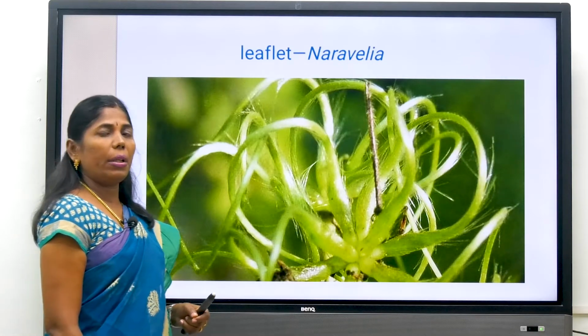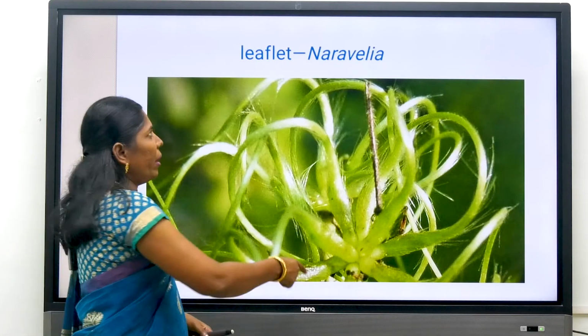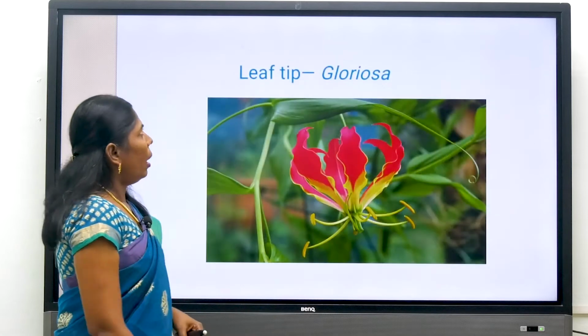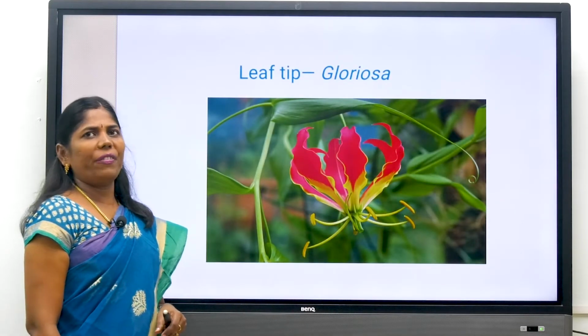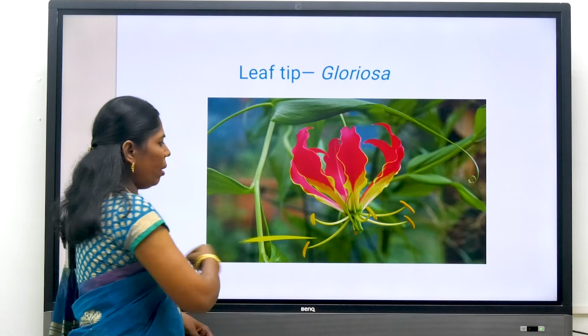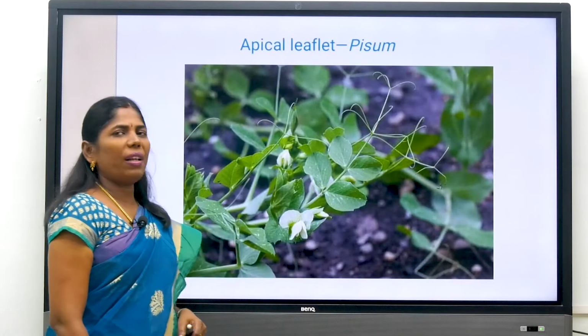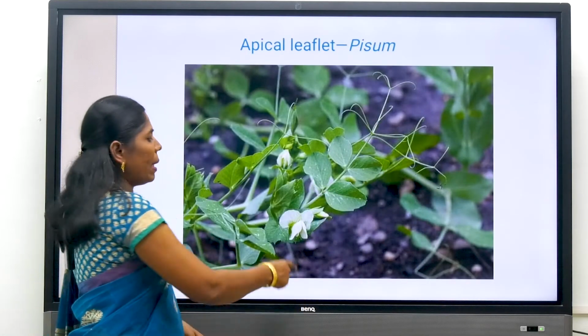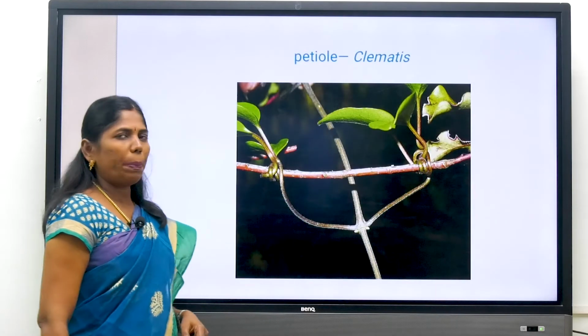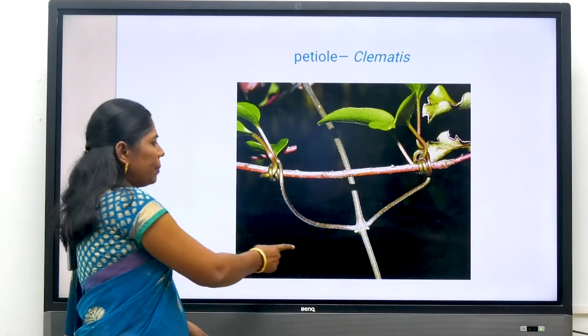Leaflets are modified into tendrils. All the leaflets are modified into tendrils in Naravelia. And leaf tip is modified into tendril in Gloriosa. And apical leaflet is modified into tendril in Pisum. And the petioles are modified into tendrils in Clematis.